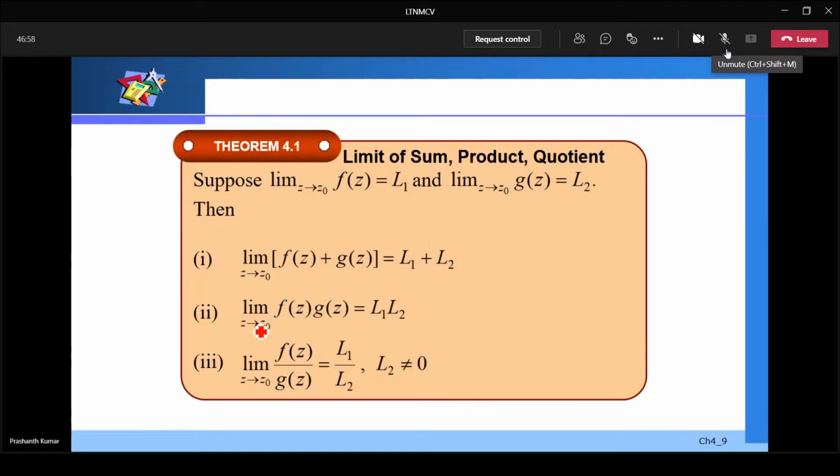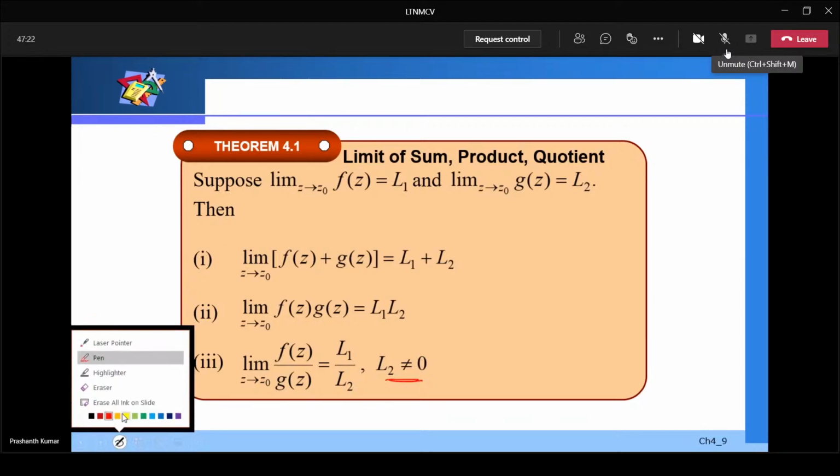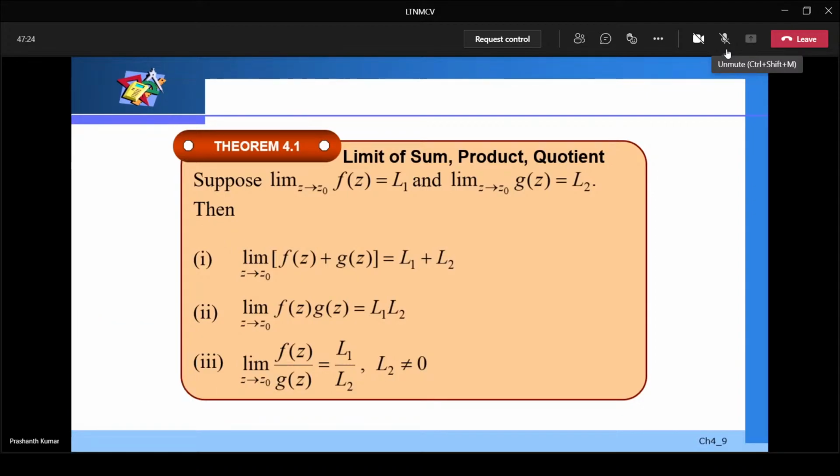Similarly, if you multiply two functions and apply the limit, that is equal to the product of the limits, L1 into L2. Similarly, this also holds for the limit as z tends to z naught of f of z by g of z. That is equal to L1 by L2 when L2 is not equal to 0. Otherwise, we cannot write like this. These are the very important theorems.